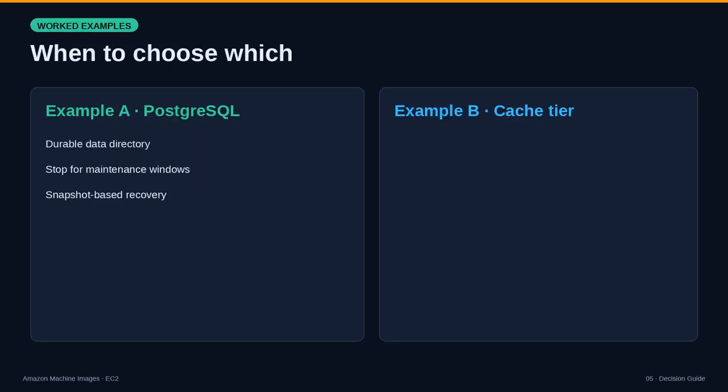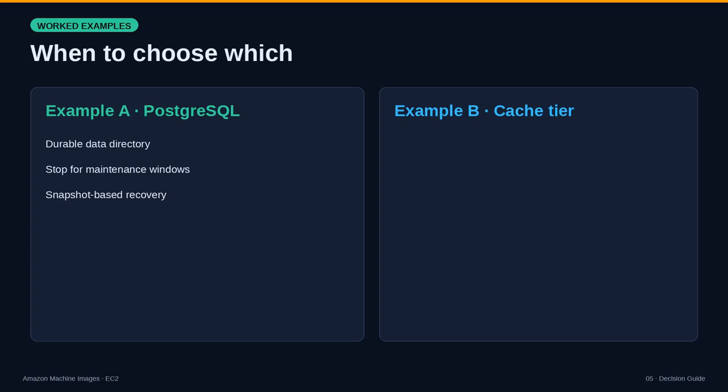Let's make this concrete with two short examples. Example 1, a PostgreSQL primary. You need durable data, the ability to stop for a maintenance window without losing the data directory, fast recovery from snapshots, and room to grow the root or data volume. That is textbook EBS backed. If the host dies, the volume still exists and you attach it elsewhere.